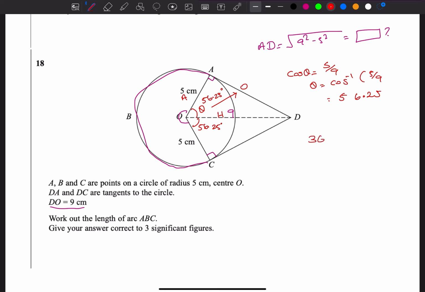I just need that one, which is 360 take away 2 times 56.25, which will make it 247.5 degrees. Then you want that arc length of ABC, so 247.5 over 360 times 2 pi times the radius. What's the radius? Pi. Which will give you, to 3 significant figures, 21.6 centimeters.